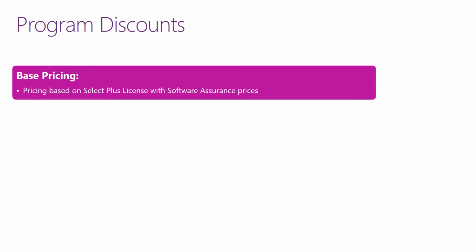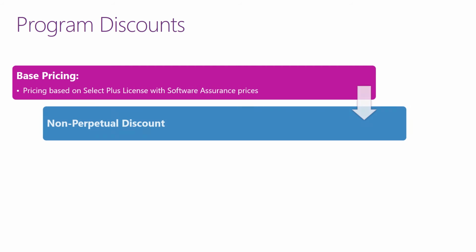I thought we'd end this section by considering the discounts that are available to customers who have signed the enterprise enrolments, and you can see that these discounts are relative to the same licenses purchased through a Select Plus agreement. The first discount is exclusive to the enterprise subscription enrolment, and is a discount relating to the non-perpetual nature of the licenses. It's obviously cheaper to subscribe to licenses than buy them.